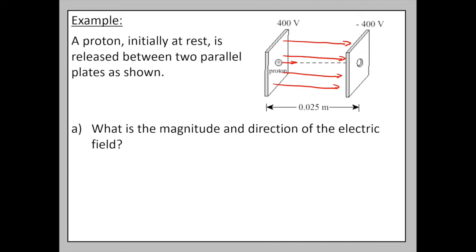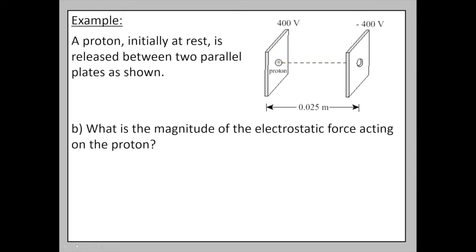Well, we have an equation for this now. We're just going to use it. E is equal to delta V over d. Well, delta V in this case is we have negative 400 volts up to positive 400 volts. That's a difference of 800 volts. And we have a distance of 0.025 meters. And that gives us a final answer of 32,000 newtons per coulomb.